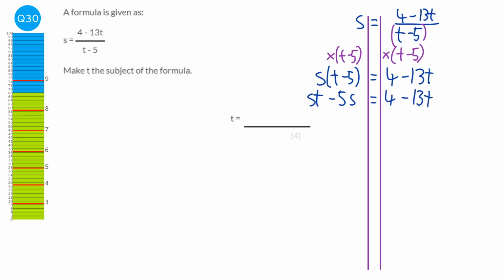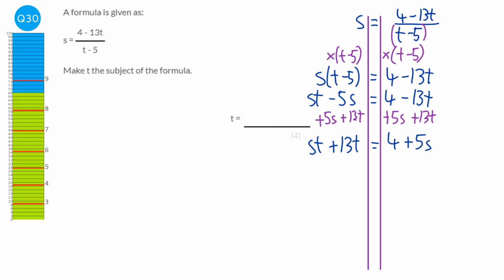So I'm going to add the 5s and I'm going to add the 13t. So add 5s and then add 13t. And so effectively we're just moving this on the other side and this on the other side. So we're left with st plus 13t equals 4 plus 5s.